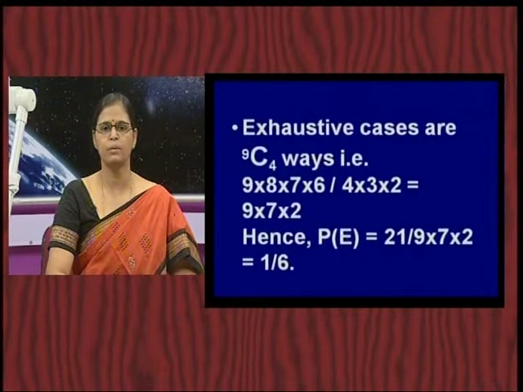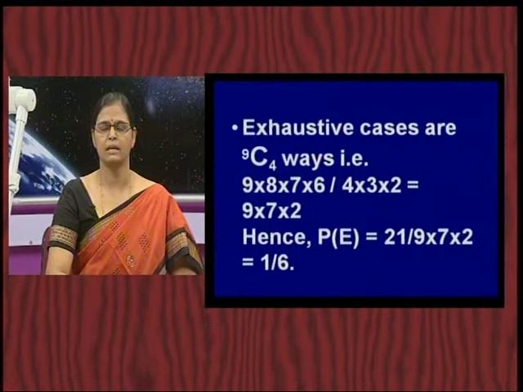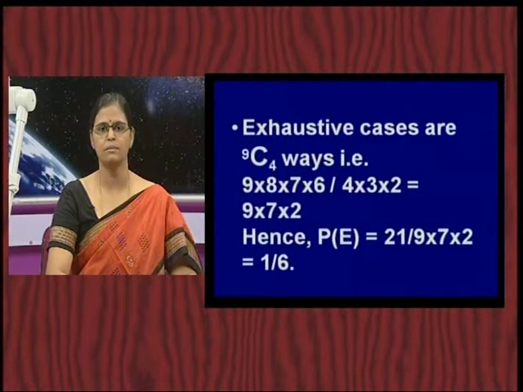Finally, your probability of the event of selecting a committee of 4 in which boys are less than girls will be 21 by 9 into 7 into 2, that is the simplification. It is going to give you the answer 1 by 6. So, this is how we go about solving probability problems.